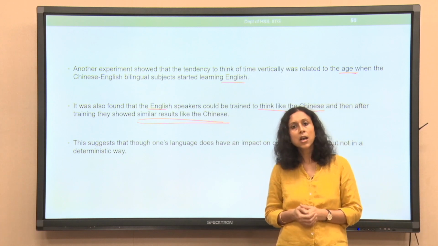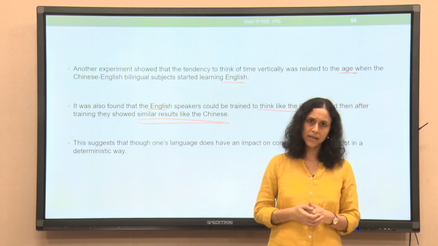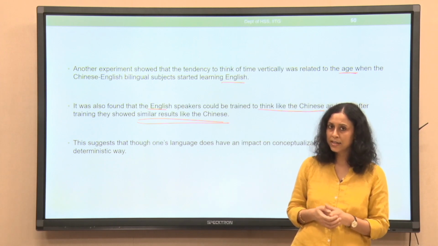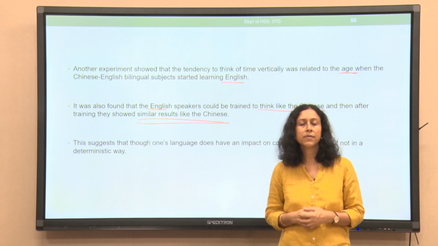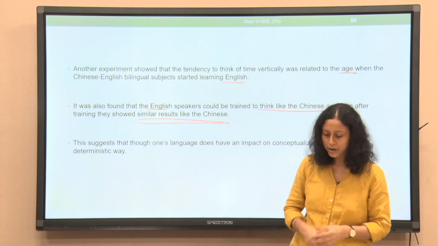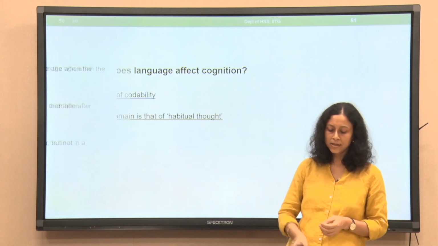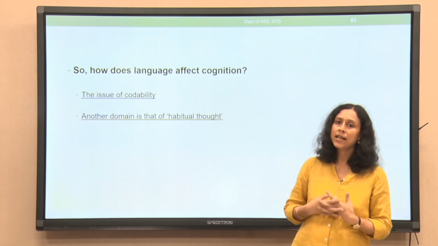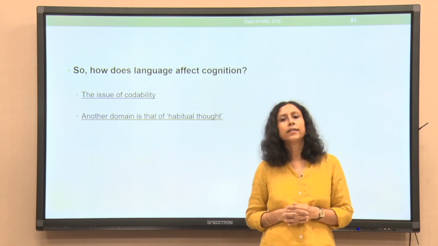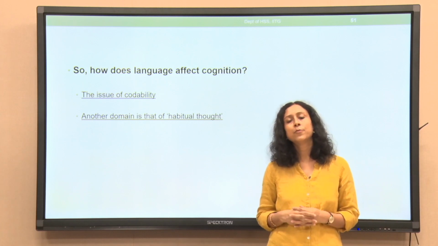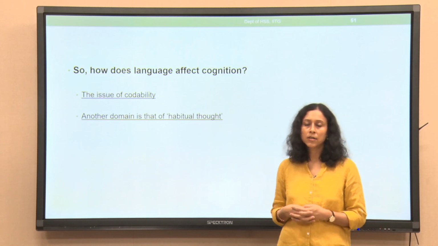So, this suggests that though one's language does have an impact on the conceptualization process of the speakers of that particular speech community, it is not in a deterministic way, which is why we say that the strong relativity hypothesis is not tenable. However, there is proof of the weaker version in some sense, as we see through various experimental studies in today's time. So, fine, there seems to be a relationship, and language does have an amount of impact on cognition.